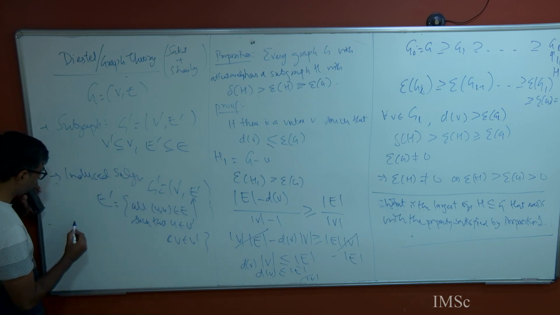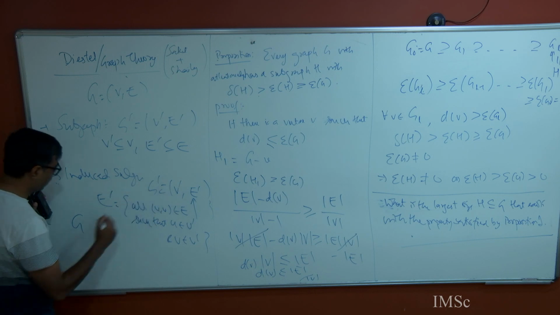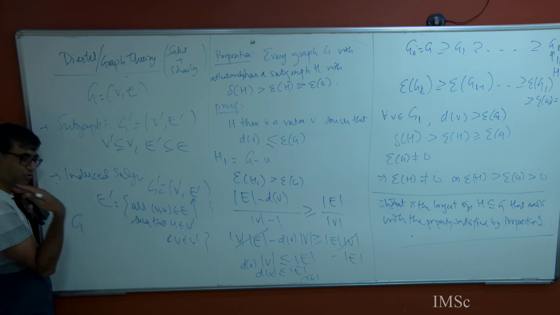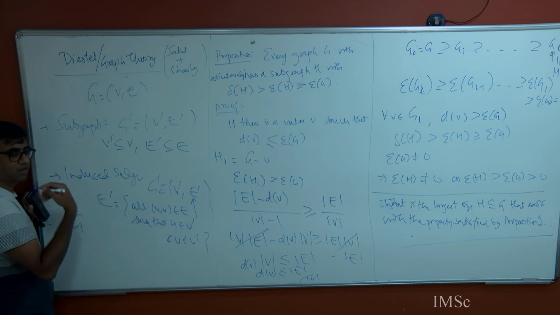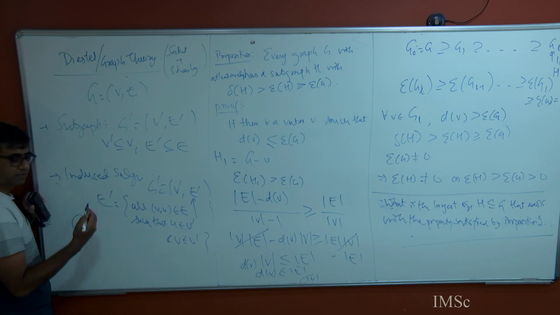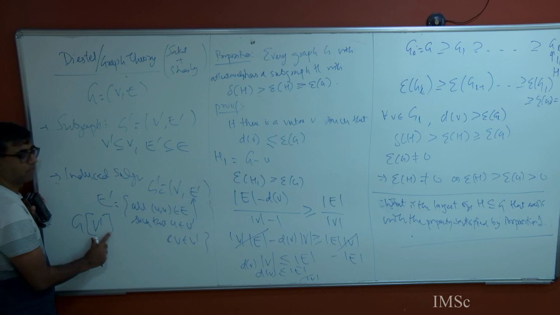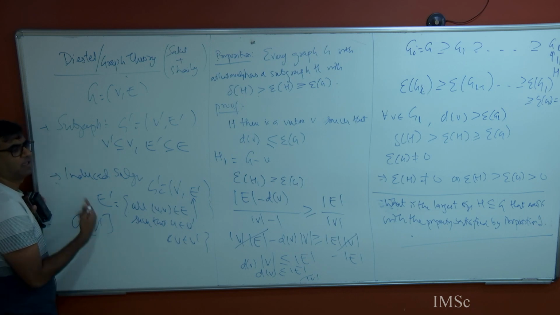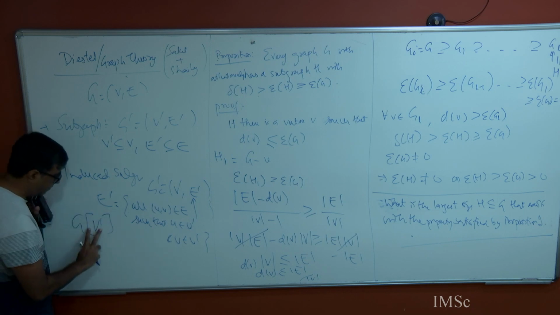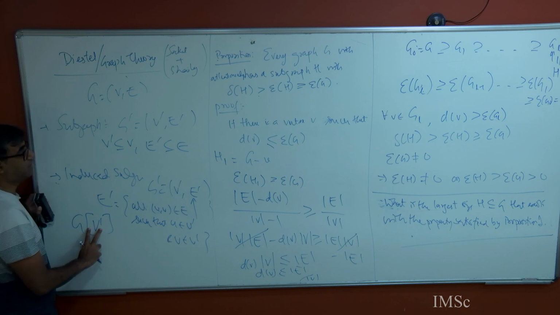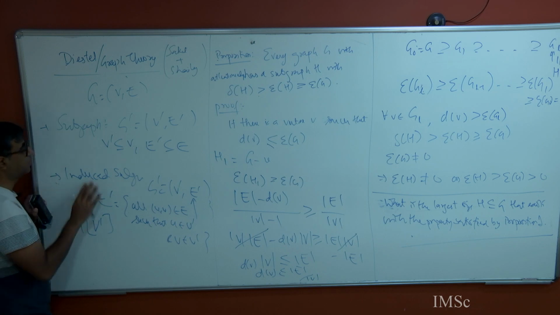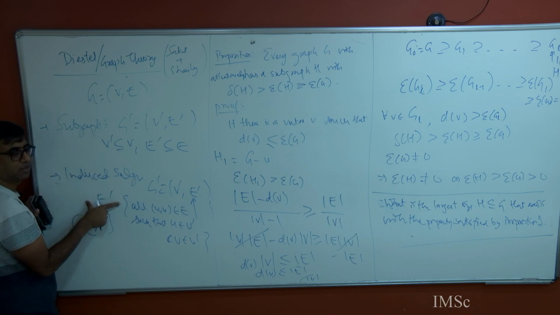So if you notice, once I know what V prime is, I don't care about E prime, because it is completely determined by the set V prime. This is why people use the symbol graph induced on V prime. Any pair of vertices here that has an edge in G must be present here. That's the basic difference between a subgraph and an induced subgraph. Every induced subgraph is a subgraph, but every subgraph may not be an induced subgraph.